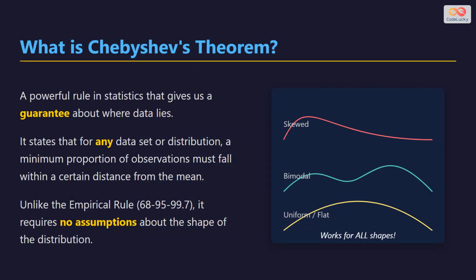So, what exactly is this theorem? In simple terms, it is a statistical rule that gives us a mathematical guarantee. It tells us that for any dataset, no matter how weird or irregular it looks, a certain minimum proportion of the data must exist within a specific distance from the average. The most powerful part of this theorem is that, unlike the empirical rule which only works for perfect bell curves, Chebyshev's theorem works for absolutely any shape, skewed, flat, or bimodal.